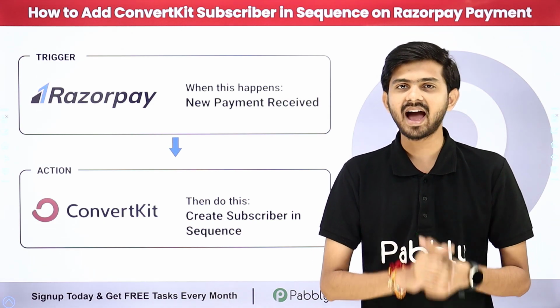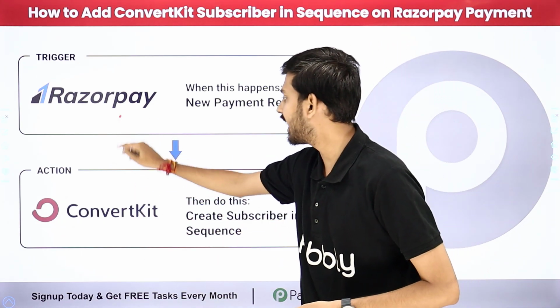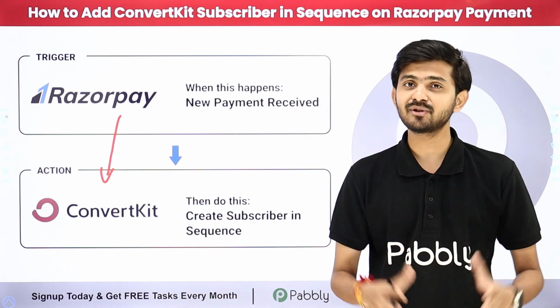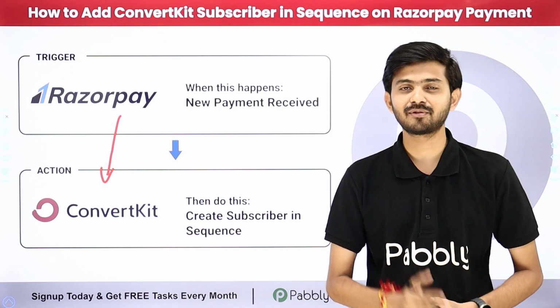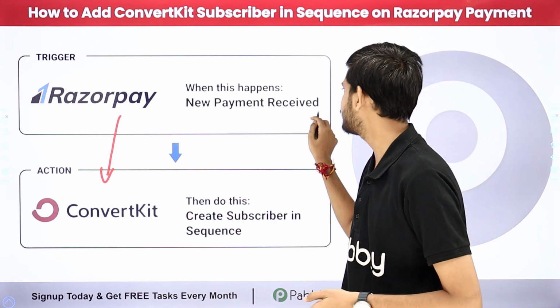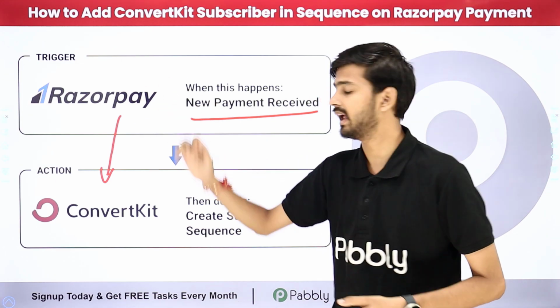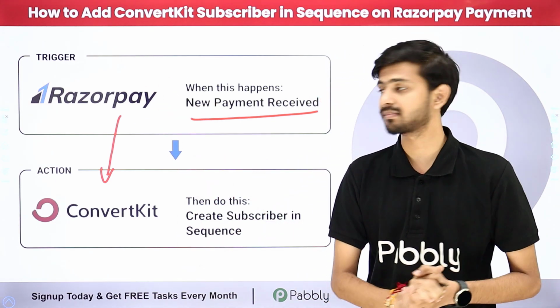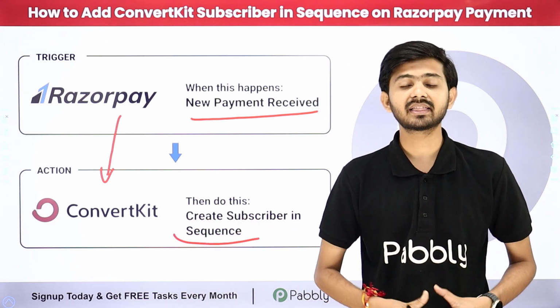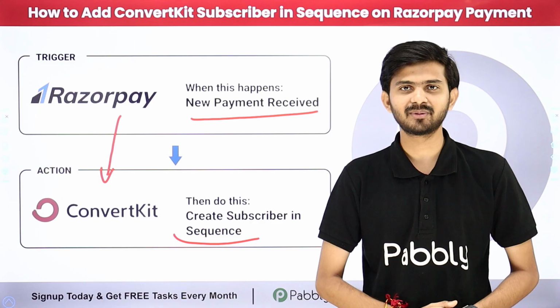So for my objective, I have to build a connection between Razorpay and ConvertKit. So for building this connection, I'm going to use Pabbly Connect, which is an amazing software for automation and integration. Now with Pabbly Connect, as I'm going to receive a new payment for my course through Razorpay, then automatically I will add a new subscriber in sequence in ConvertKit. So how I'm going to build this connection? For that, let me take you to my computer screen.